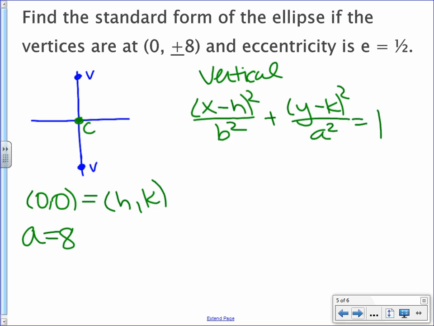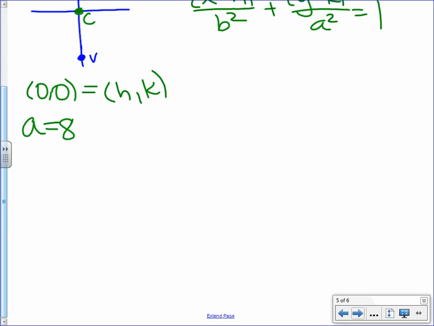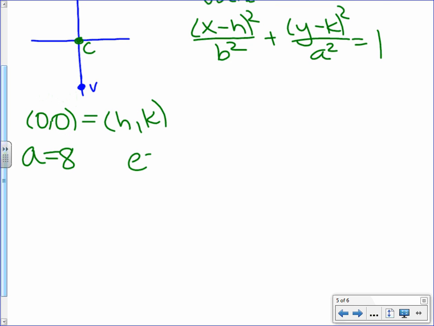Okay. How do we find eccentricity? Okay. Eccentricity is C over A. All right. Our eccentricity is 1/2, and we know that A is 8. Oh, I just did that backwards, sorry. We don't know C, A is 8. There we go. So what does that make C? 4. And once again, we don't have our B value, do we?